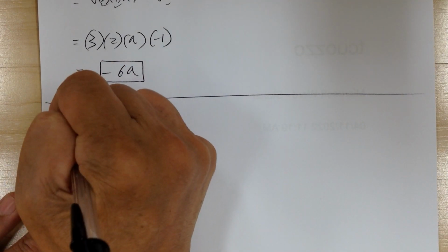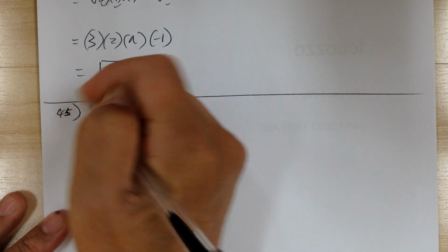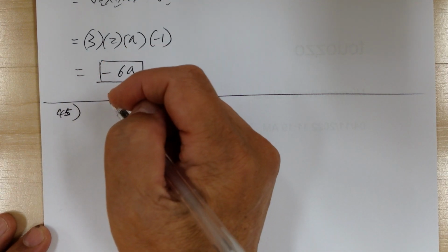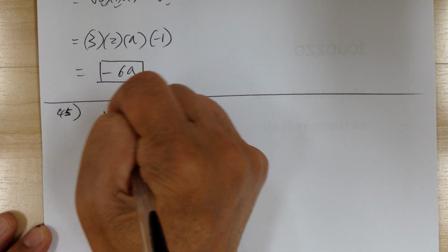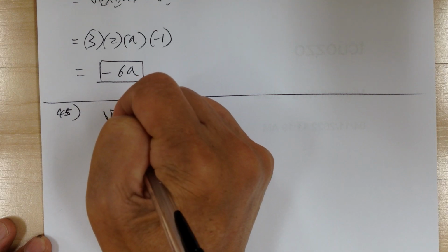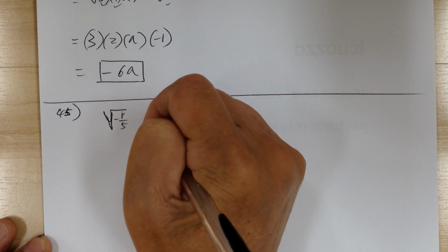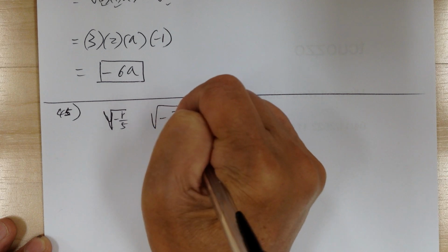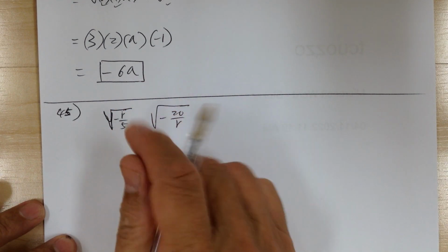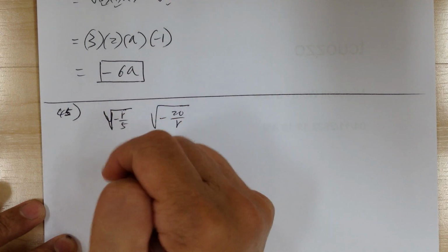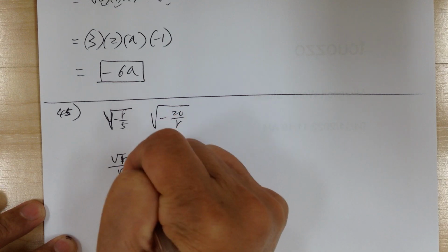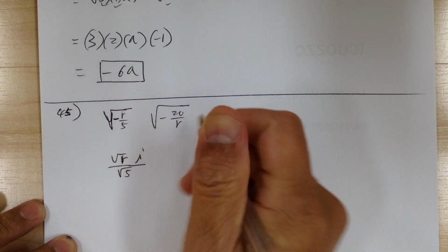Okay, let's go to number 45. When you have a fraction, just go and separate the top from the bottom right away. So you got negative r over 5 times square root of negative 20 over r. In the future, you want to separate the top from the bottom. So you're going to get square root of r over square root of 5 i. Right, negative inside a square root is i.